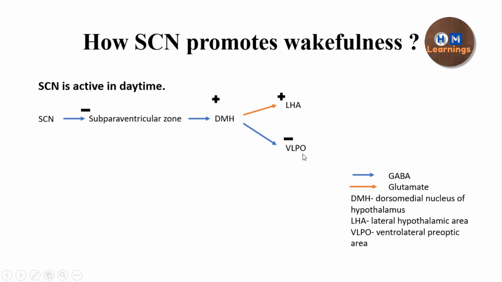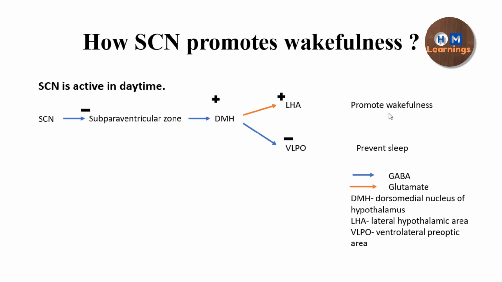If you remember the previous video, the wake promoting areas and the sleep promoting areas, you must know that the lateral hypothalamic area promotes wakefulness and the ventrolateral preoptic nucleus is going to promote sleep. Because this area is inhibited, there will be inhibition of the sleep, and because this area is activated, it is going to promote the wakefulness. So that is how the suprachiasmatic nucleus promotes the wakefulness.